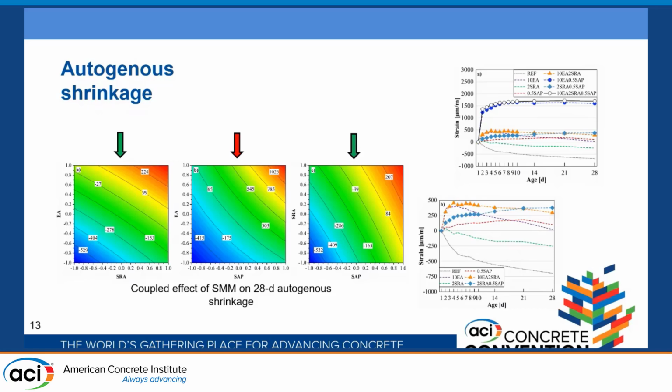Autogenous shrinkage is shown on this slide. The excessive expansion by the EA-SAP system and ternary system, due to the additional supply of water by the superabsorbent polymer and the continuous expansion of the expansive agent, led to visible cracking. As you see, I got excessive expansion for those. Other than that, other mixtures were good. The best combination was EA-SRA and SRA-SAP. The worst was EA-SAP.